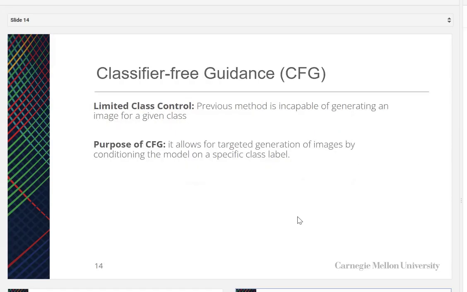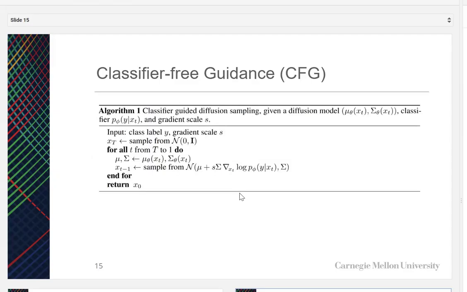So now, what is classifier-free guidance? As we saw earlier, these previous methods are still incapable of generating an image for a given class. So what if I provided the class name or textual description? Can I control this process? Yes, this could be controlled using classifier-free guidance, which allows for targeted generation of images by conditioning on a specific class label.